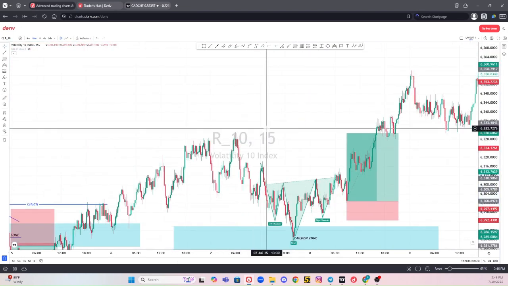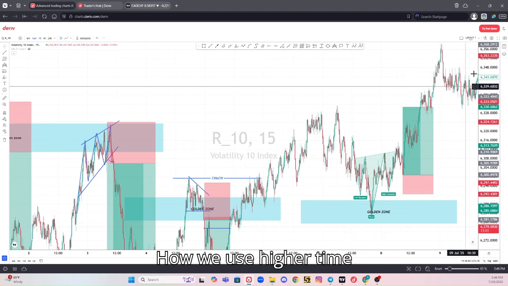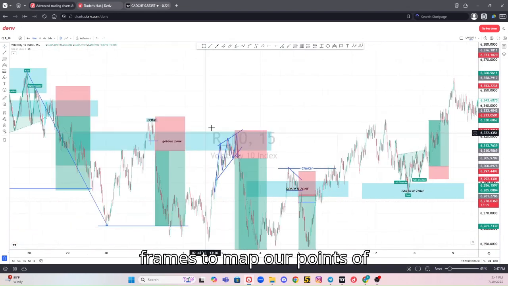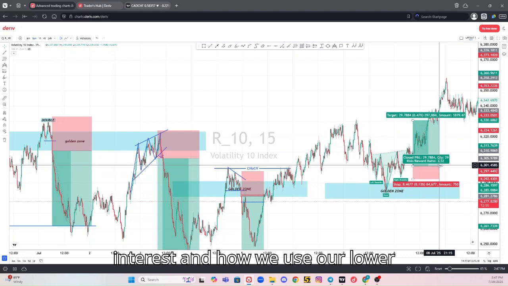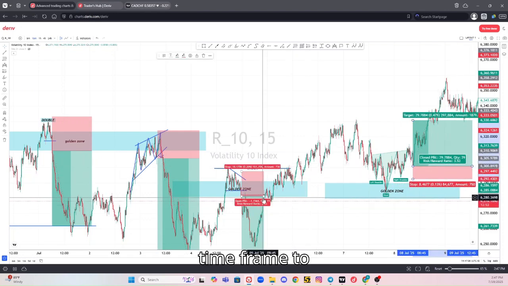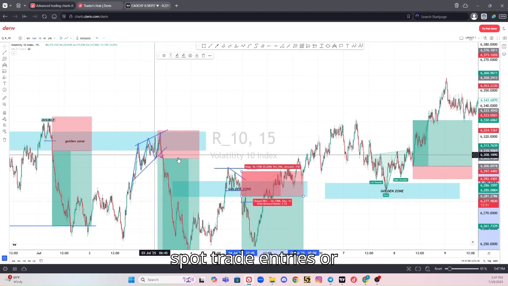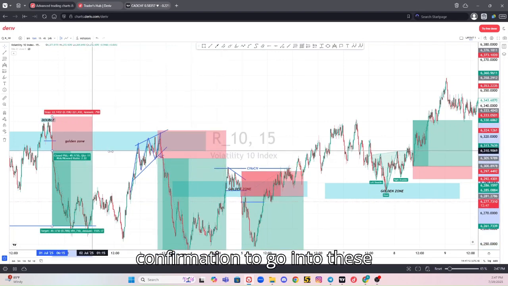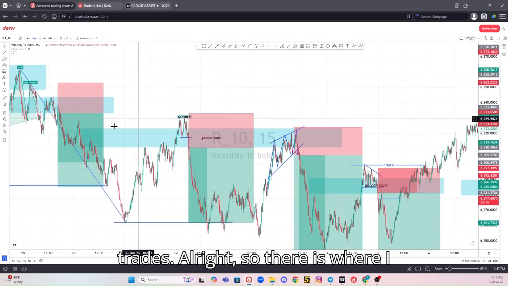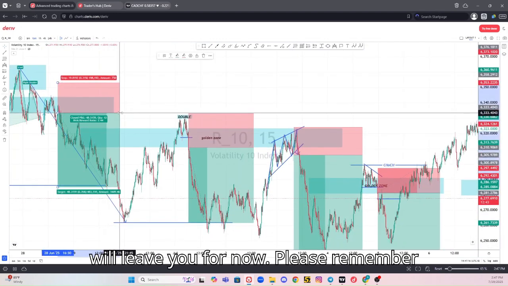So there we go. That is how we use higher time frames to map our points of interest, and how we use our lower time frame to spot trade entries or confirmation to go into these trades. All right, so there is where I would leave you for now.